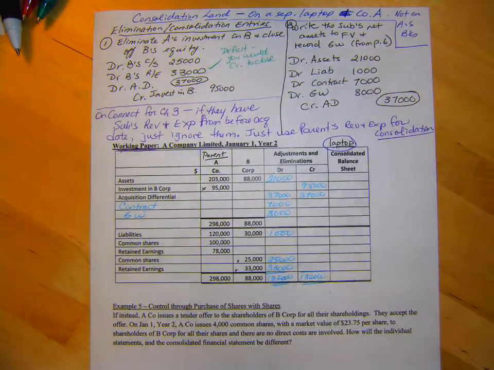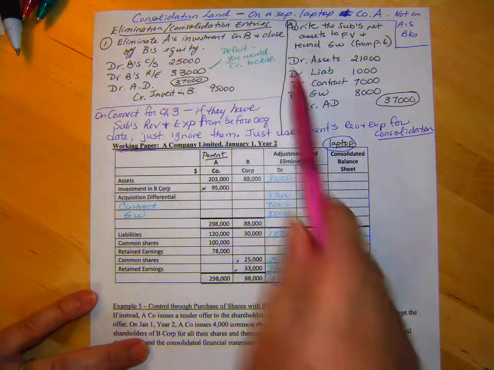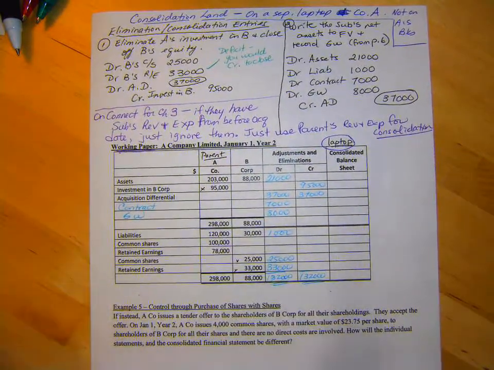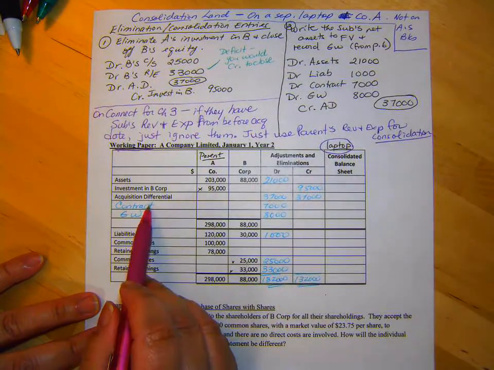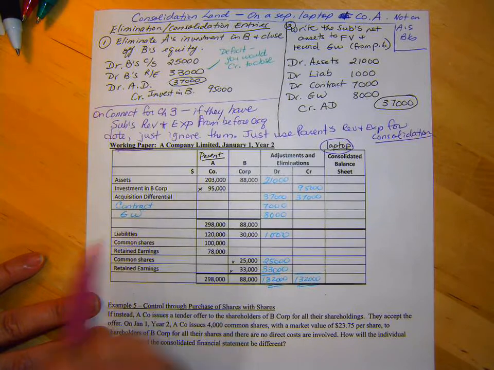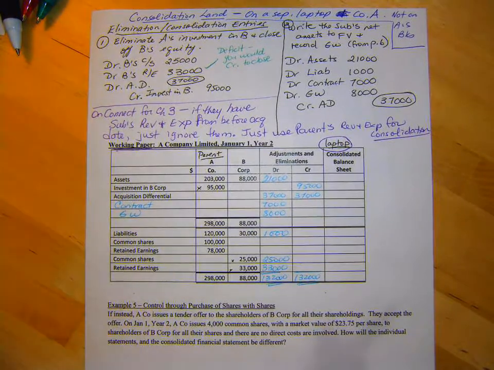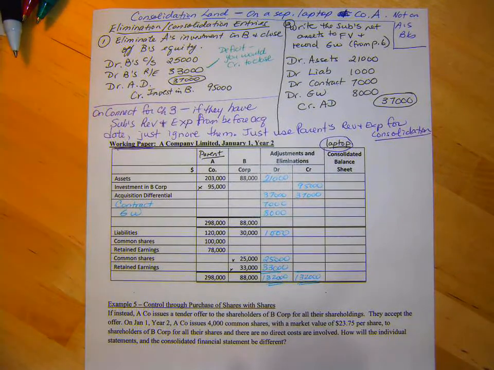Okay, so we've got these consolidation entries that are not done on either Company A or Company B's books. It's done on a separate consolidation laptop. It's a consolidation working paper. So we did the entries. You've already posted them in. Notice you had to add contract goodwill. Okay, now just in case you can't remember how to go across a worksheet.